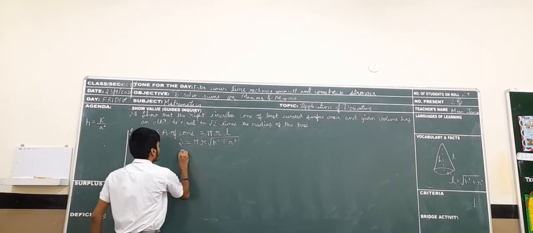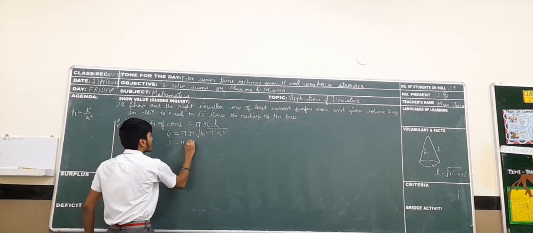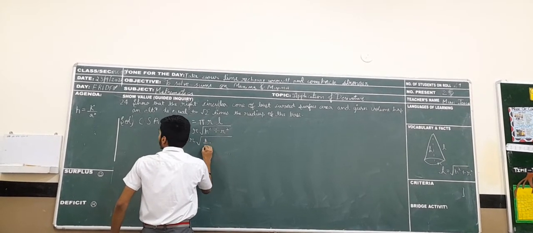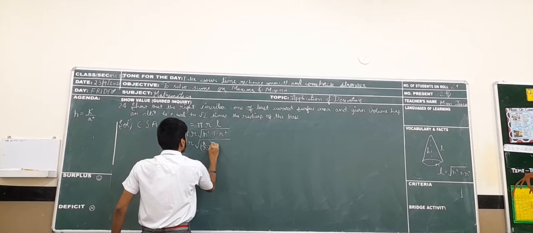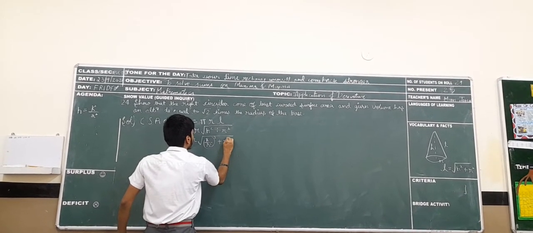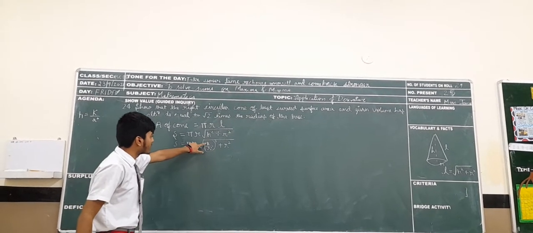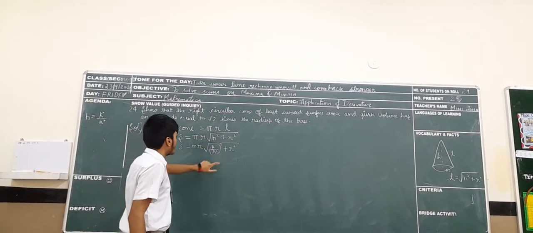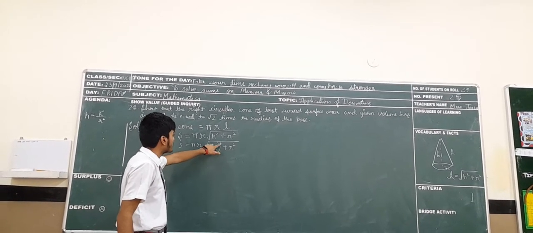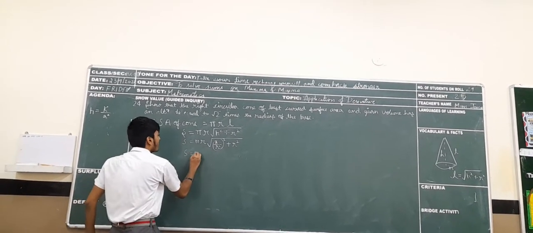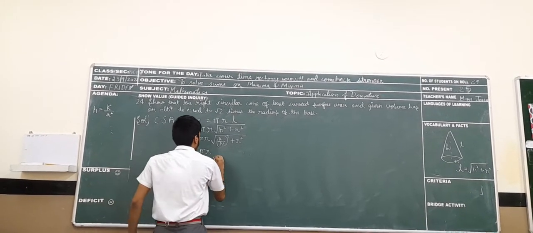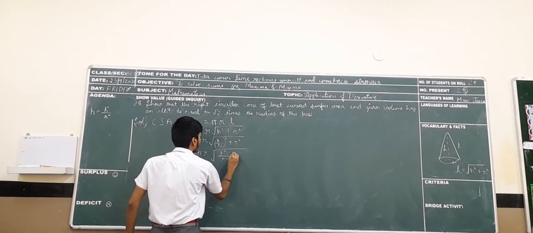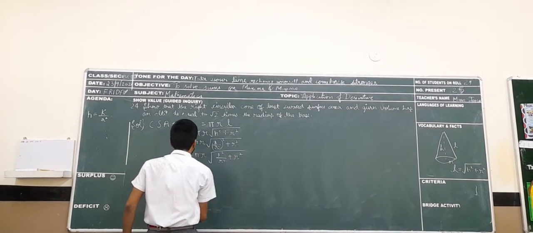In place of h, we are substituting k by r square from here. And since it is h square, it will be k by r square whole square. Now it will be pi r under root k square by r to the power of 4 plus r square.